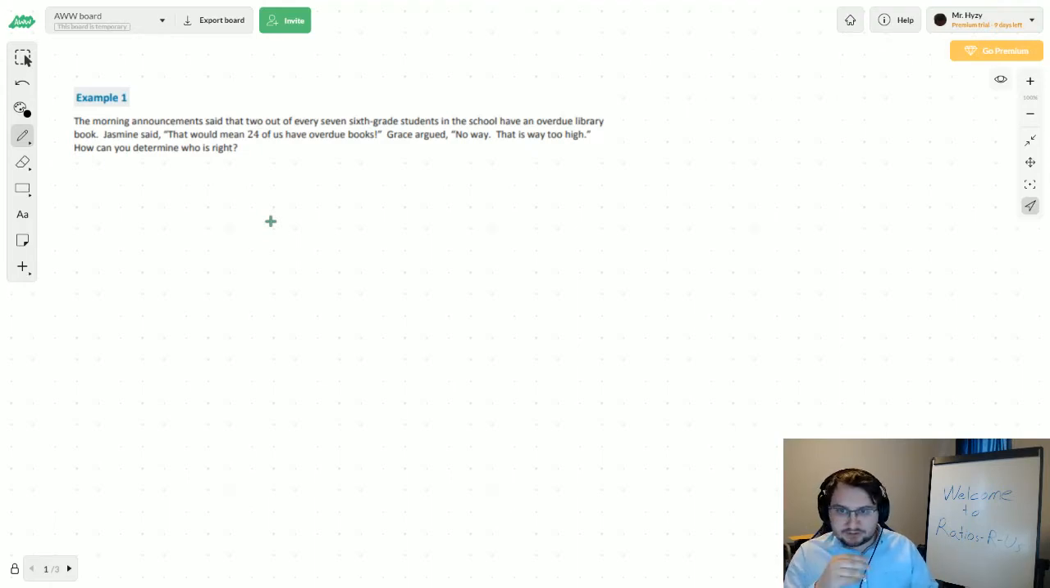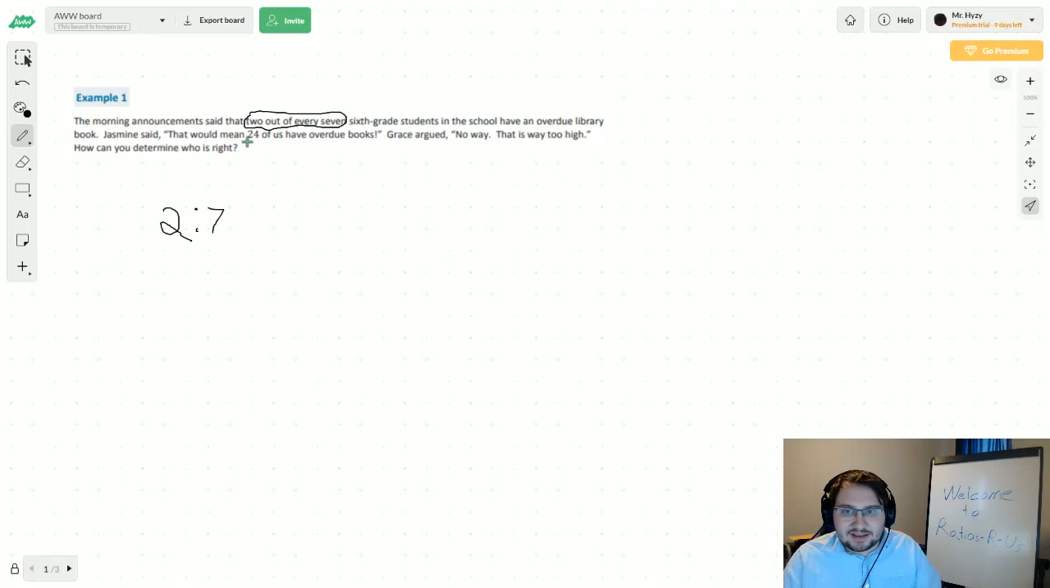Well, let's look at this. Let's pick out every ratio that we can get. Well, we have our first ratio right up here. 2 out of every 7 6th grade students in the school have an overdue library book. So we can write that as our ratio, 2 to 7, because we have our 2 out of every 7 6th graders has their overdue library book. So that's 2 out of 7, 2 to 7.